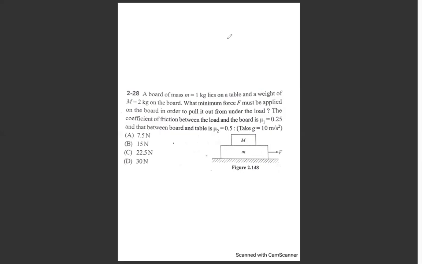Right. Question number 28. Do it. This is again a very conceptual, amazing question. A board of mass 1 kg is lying on a table and a weight of m equal to 2 kg is lying on the board.